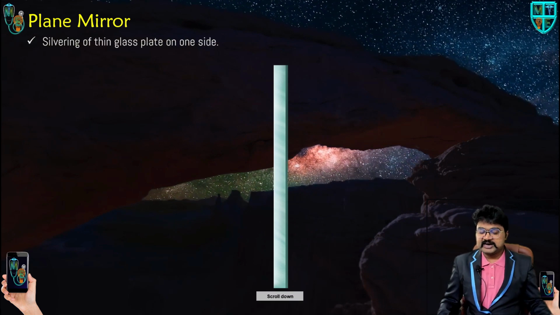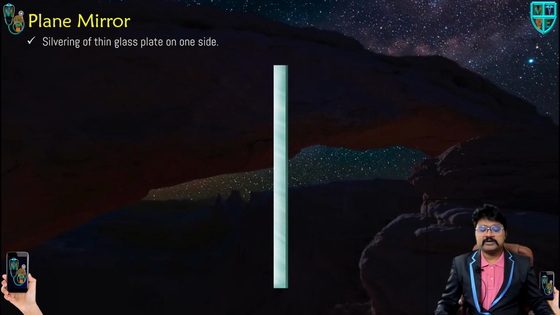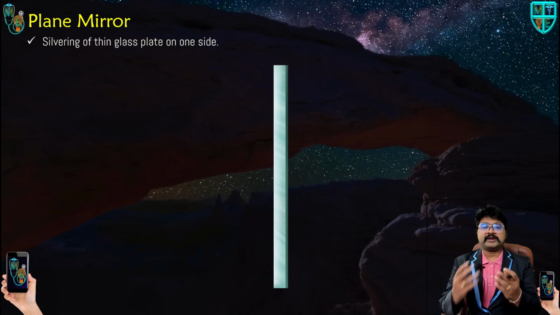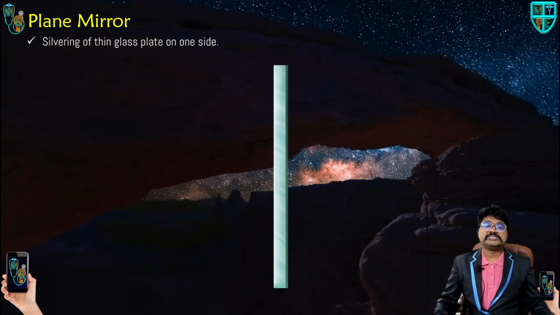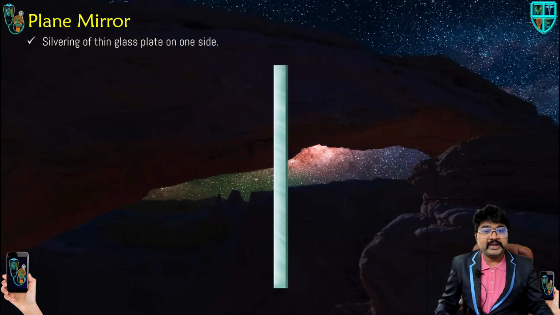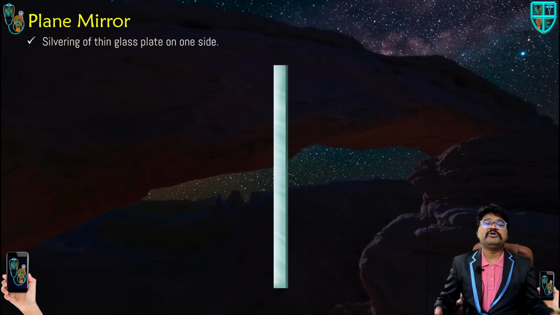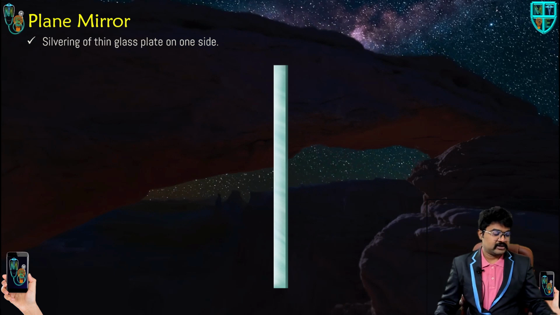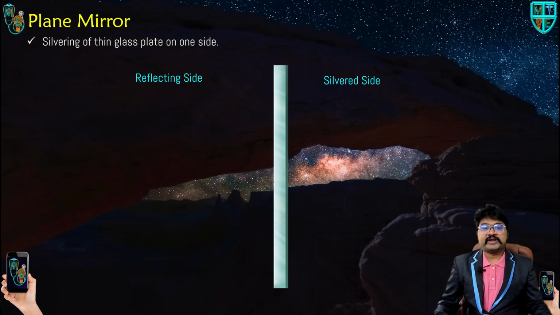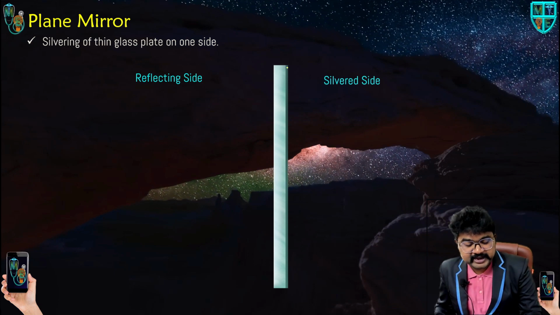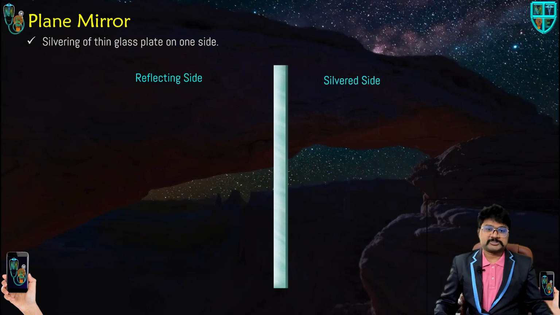Just observe here, silvering of a thin glass plate on one side. Then only you can call it a mirror. One side of the glass will be coated with silver. Silver coating is made on one side of the mirror. Then only you are able to see the images in the mirror. So here, this is the reflecting side. Here, the silvering side. The coating is made on the right side of this particular glass plate.